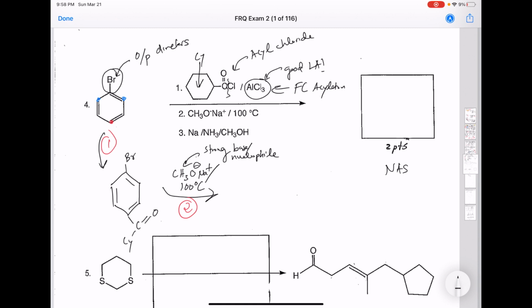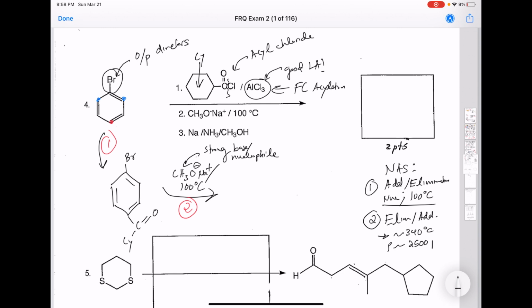An NAS reaction has two possible pathways. The first one is referred to as the addition-elimination route. This is preferred because when you have a nucleophile at 100 degrees C, those are typically mild conditions, and the second path, elimination-addition, is considerably harsher, right? We want to go down the path that requires the least extreme conditions. For the second pathway, we would need really high temperatures, around 340 degrees C, and pressures of about 2,500 psi. So very intense, harsh conditions.